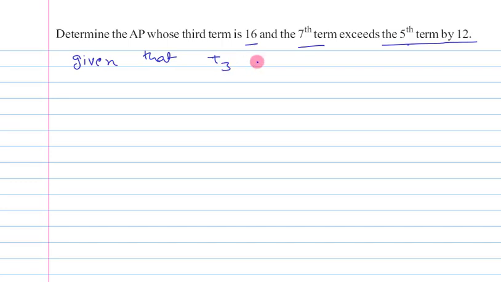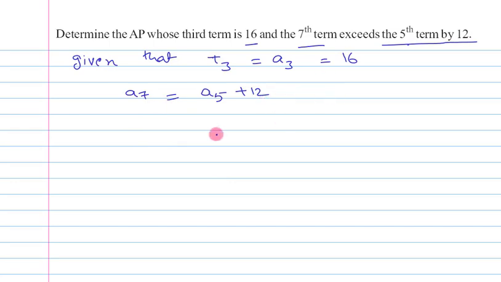Given that third term T3, which can also be written as a3, is 16, and they mention that the seventh term exceeds the fifth term by 12. That means adding 12 to the fifth term, we get the seventh term. These two are given, and from this we need to find an AP whose third term is 16 and whose seventh term exceeds the fifth term by 12.